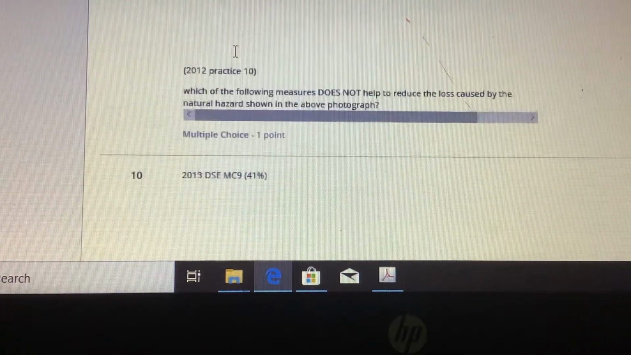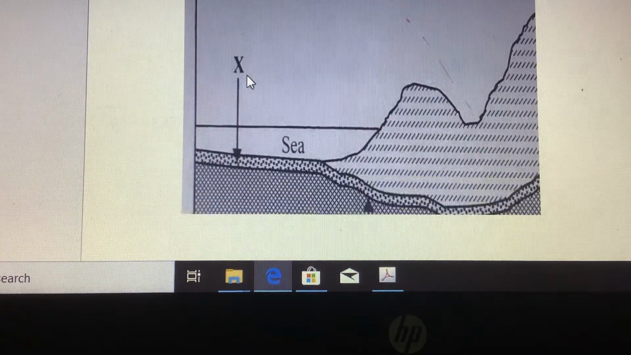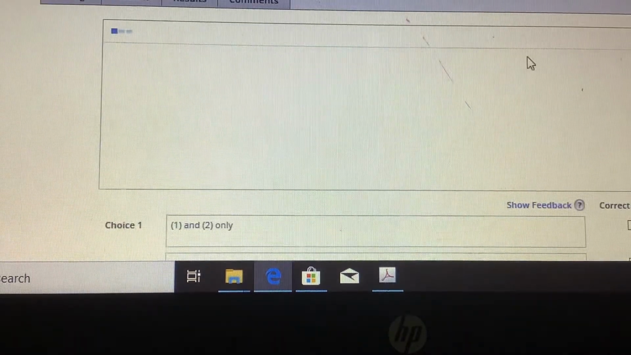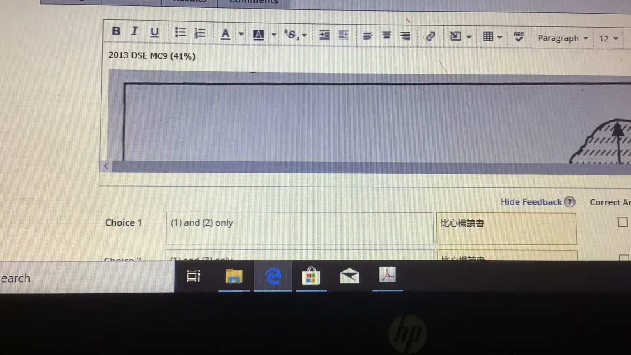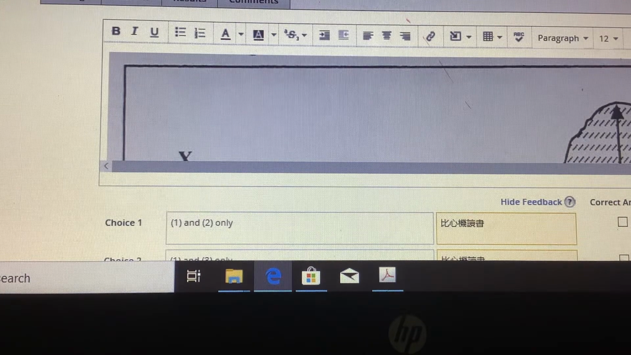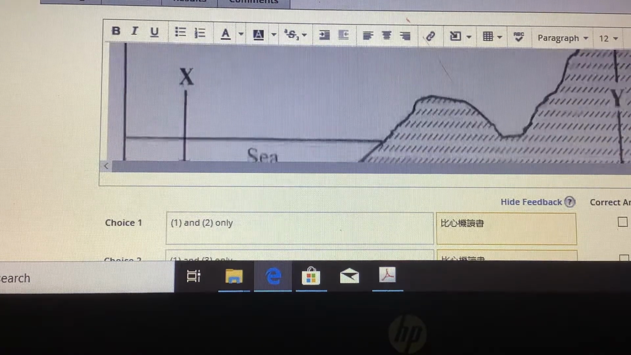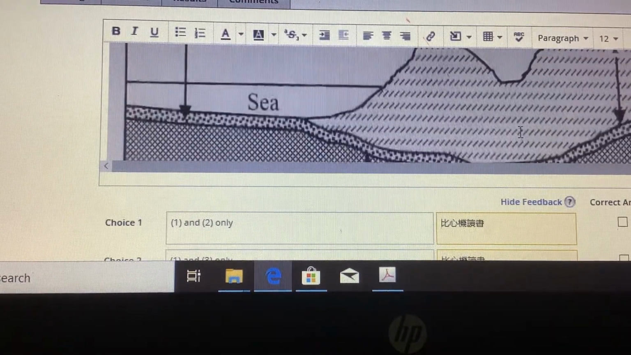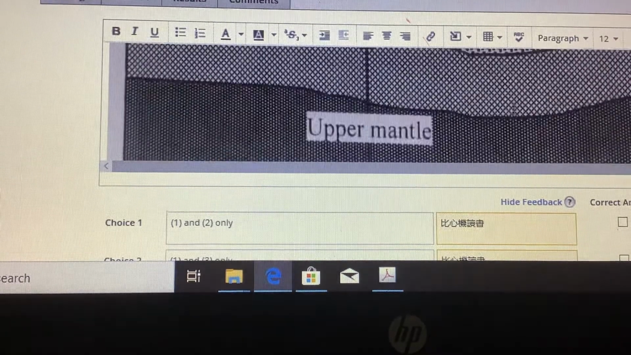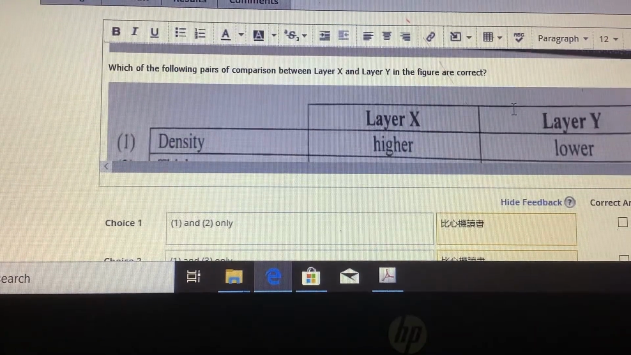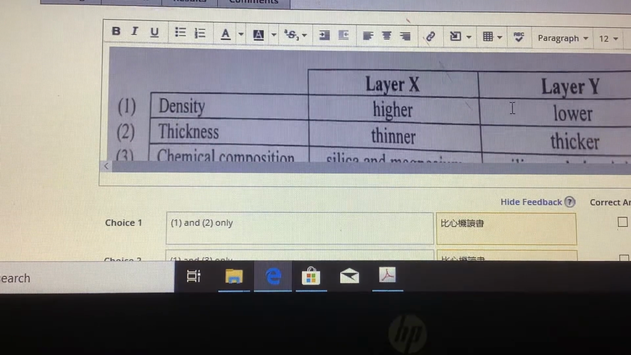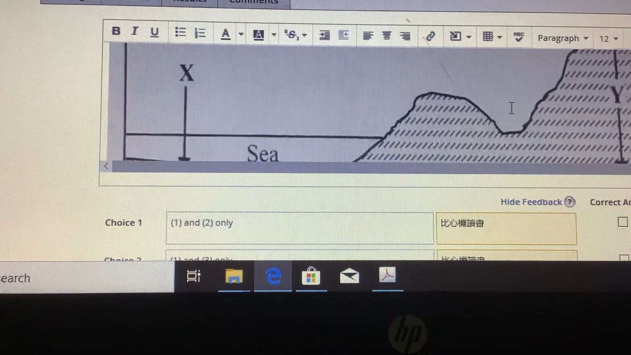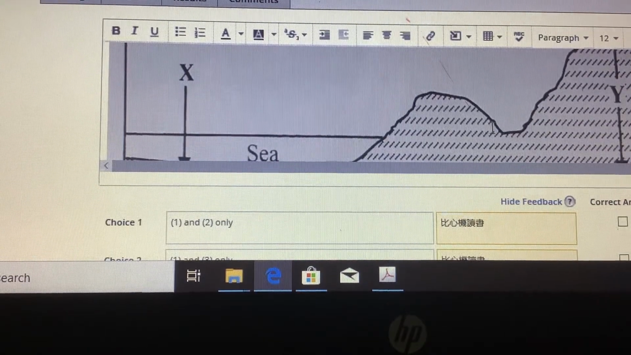Let's go to number 10. And you can see a photograph like this. Wait a minute. Can I have a larger diagram? But anyway, you can see the photograph is like this. And what is it talking about? Which of the following pairs of layer X and layer Y is correct? Once again, I showed you here, but you better use your mobile phone to check it out when you are using a computer to watch this YouTube.